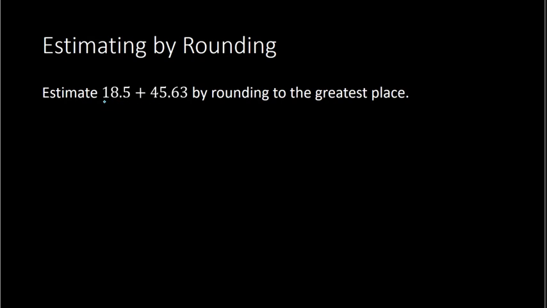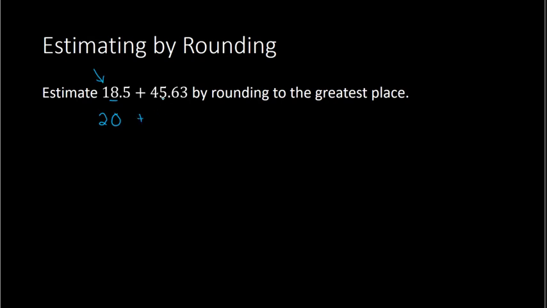So for 18.5, that would be the 1 right here. To round the 1, we look at the number after, which would be the 8. And because it is 5 or bigger, the 1 would round up to a 2. So this would be a 2 followed by zeros. So we have 20.0 or just 20, same thing.